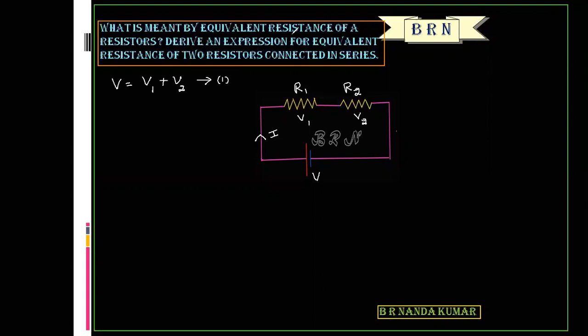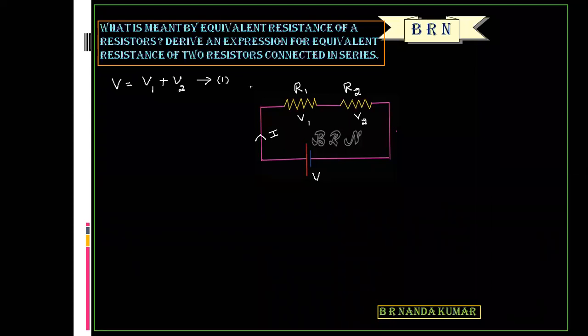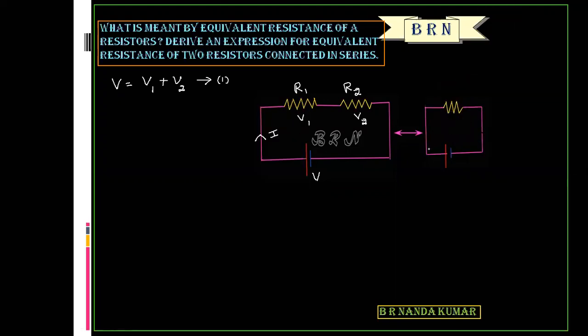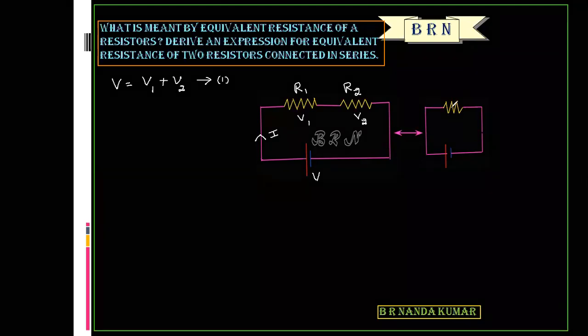What is the meaning of equivalent resistance? Equivalent resistance means the resistance of a single resistor. So here, let us consider the equivalent circuit. This is the equivalent resistance, let's consider that as RS. RS is the equivalent resistance, that means the resistance of a single resistor which produces the same effect as this combination.